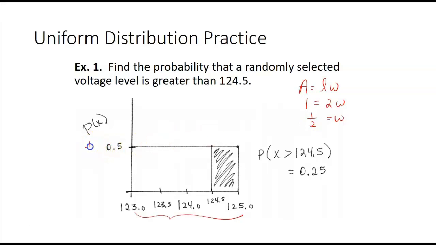So this value is going to be 1/2, which we know is 0.5. So that's how we get this value here. And then if we look at greater than 124.5, that's this shaded region. So my area for that shaded region is going to be 1/2 times another 1/2, or 1/4, which is 0.25.